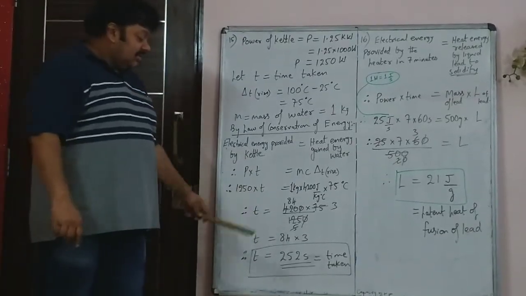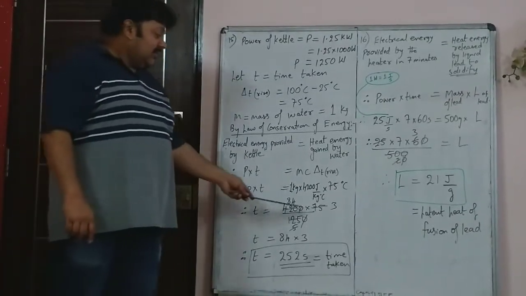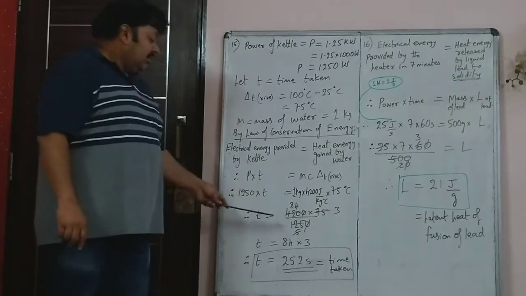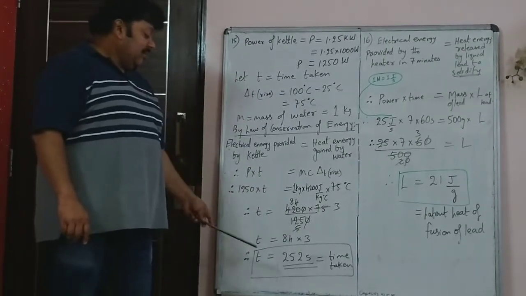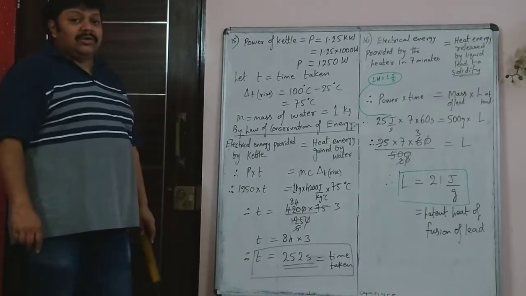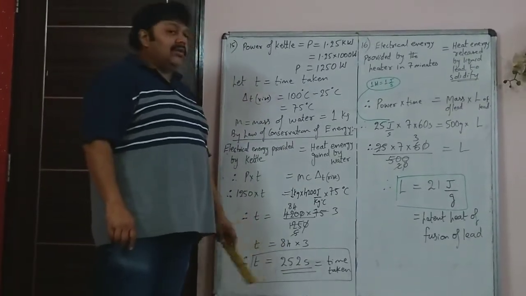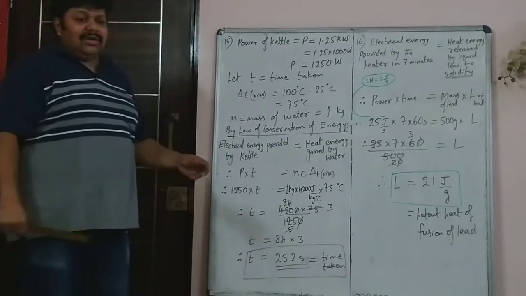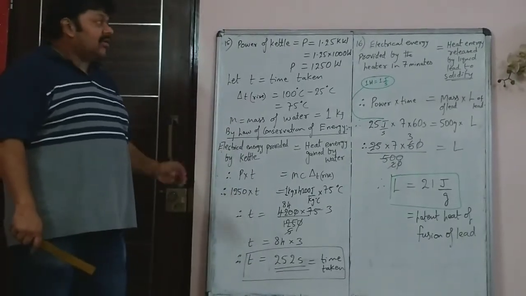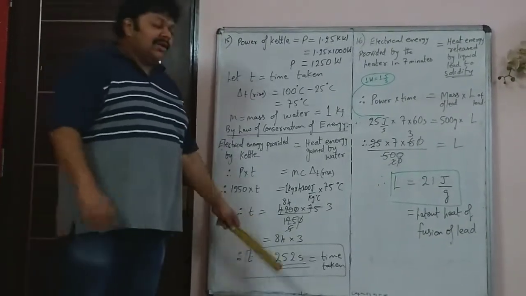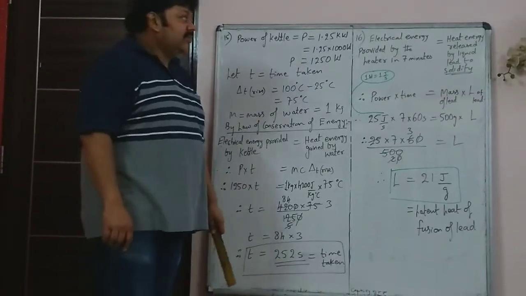So after that it is just the calculation, 4200 into 75 upon 1250, which gives you 252 seconds. So the time taken in the kettle is 252 seconds. Unless they have asked you in minutes or something, you need not convert it into minutes. Second is the usual SI unit.